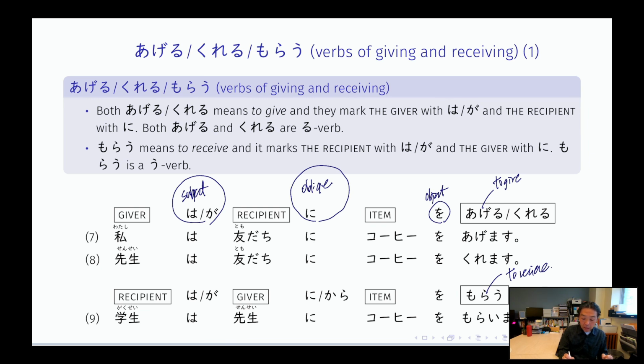Okay, and I mentioned that あげる and くれる, both of them are to give, and we have two different things because there are two different verbs for to give in Japanese, which is very different from English.